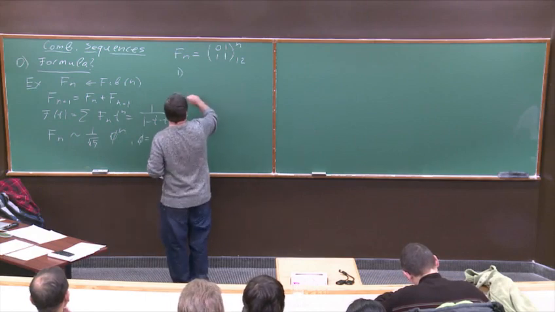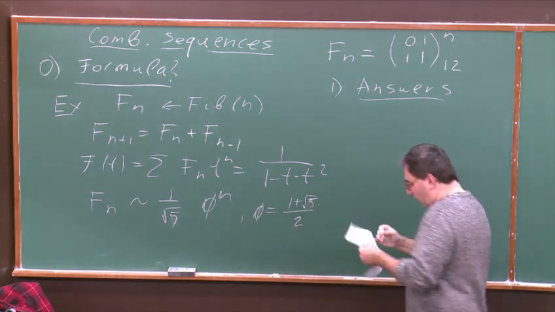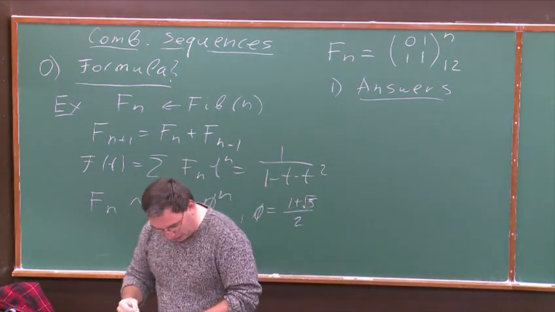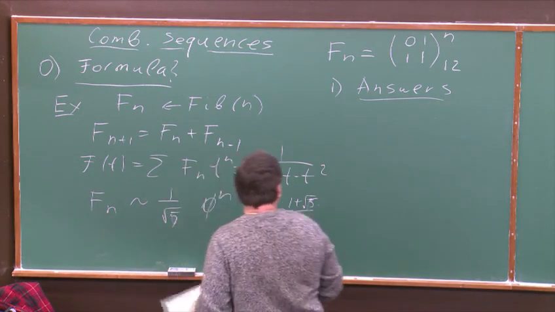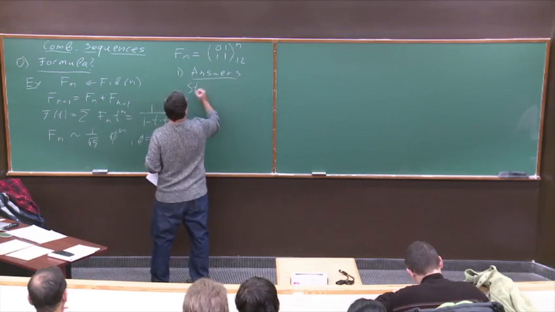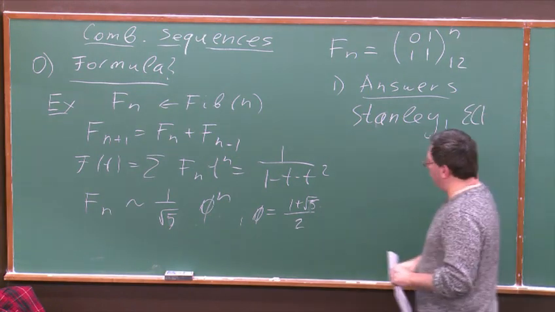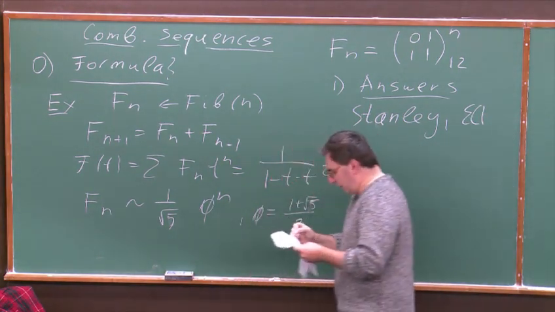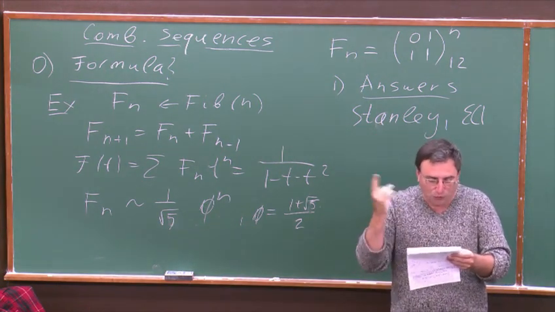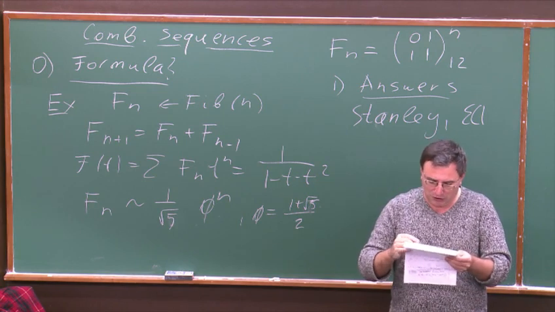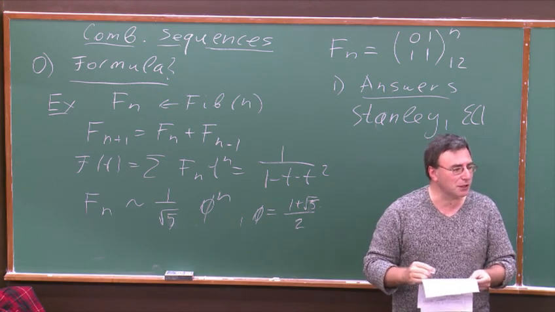So part one is answers. The first answer, this is not going to be historic in any sense, is going to be due to Richard Stanley. So if you open Stanley, Enumerative Combinatorics, volume one, and open the introduction, I'm going to read it because it's so funny. A good formula is a completely explicit closed formula involving only well-known functions and free of summation symbols. That's what he thinks it is.